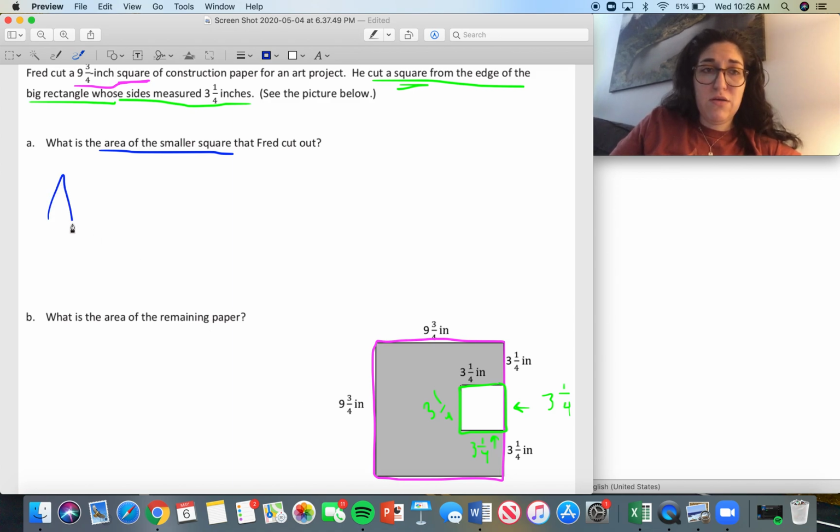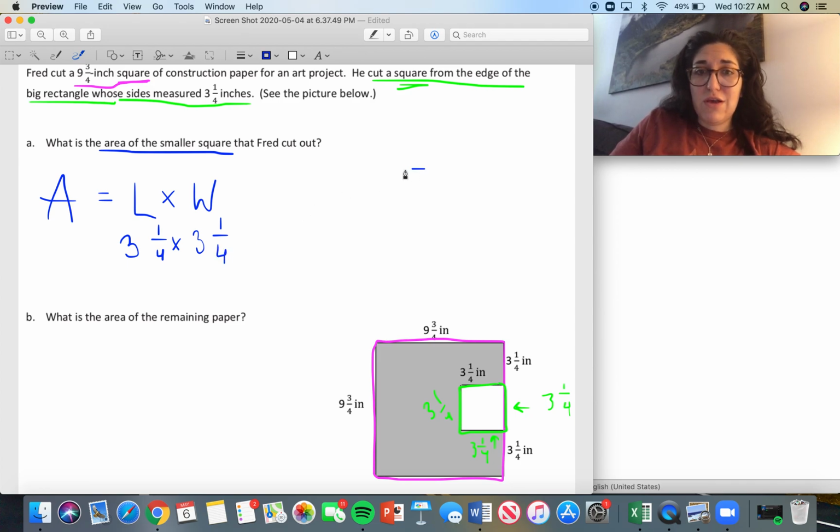Remember that area is length times width. Well, since I know that this one side is 3 1/4 inch and therefore all the sides are 3 1/4 inch, to find the area of the smaller square, I'm looking to do 3 1/4 times 3 1/4. So let's do that, shall we?